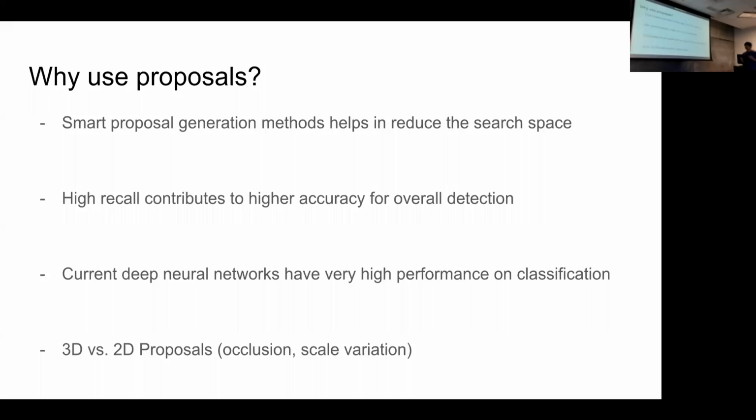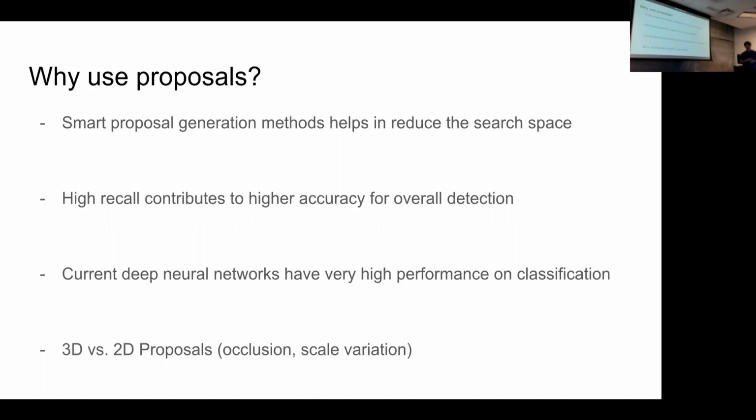Another interesting fact is that right now the state-of-the-art classification networks have very high performance, and we want to leverage that fact to use these very high performing classification networks to do object detection as well. So there's a reason why we formulate the detection networks in a way that we can utilize already trained models.